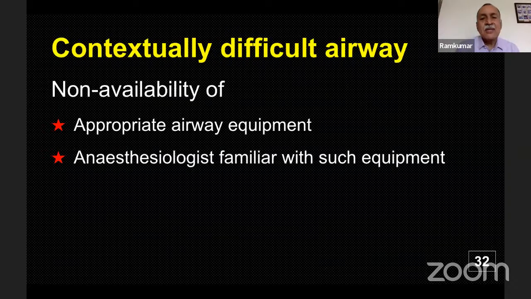The contextually difficult airway is now a third angle to it. Anatomically difficult, we can understand, there is a hindrance to the passage of a device to secure a definitive airway. Physiological, there is a problem with oxygenation or blood pressure. Finally, you come to the contextually difficult airway, which depends, as the name signifies, on the context.